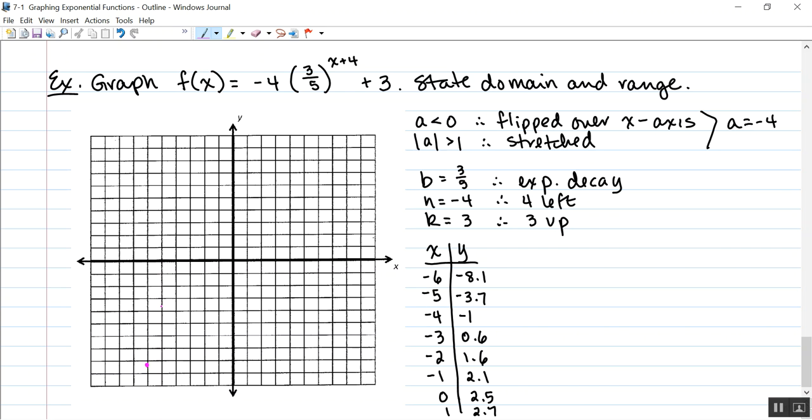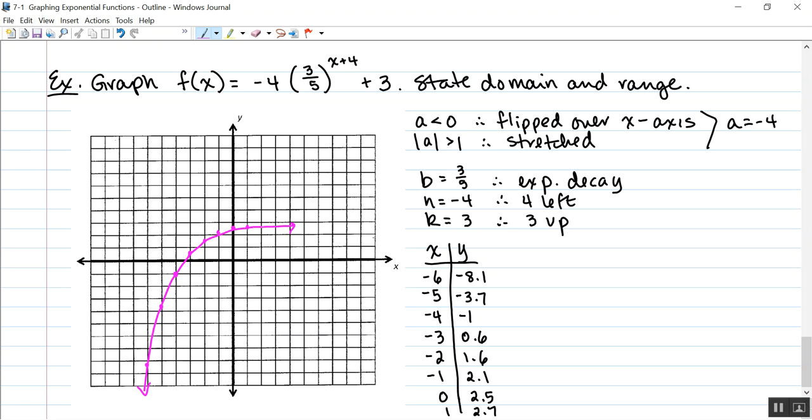-5, 3.7, so not quite -4. -4, 1. -3, not quite 1. -2 is about 1.5. Oh, -2, -1, a little more than 2. 0 is 2.5. And 1 is 2.7. Okay, so you can kind of get an idea. So it's going to be going down that way. So you can kind of start to see what your asymptote is going to be.